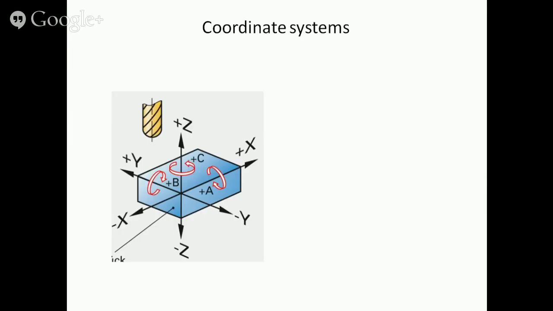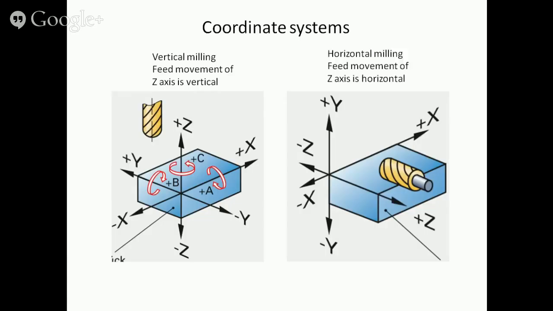In vertical milling machines, the Z-axis is vertical. Remember that the Z-axis is the main feed axis. In horizontal milling machines, the Z-axis is horizontal.